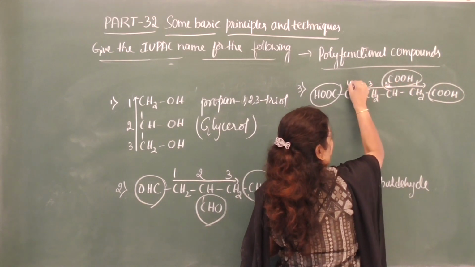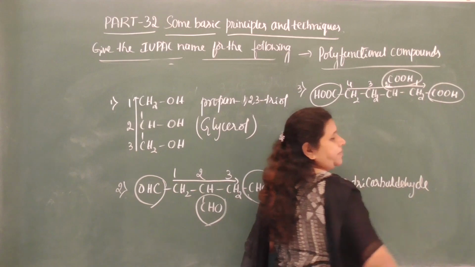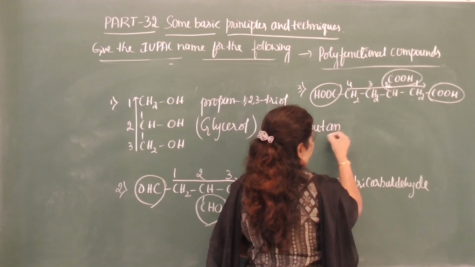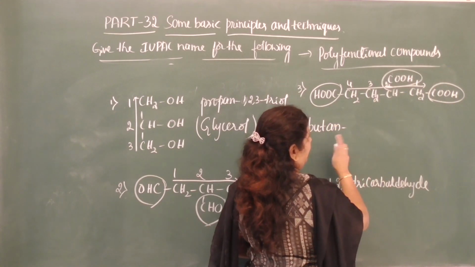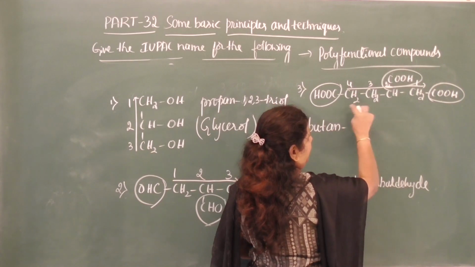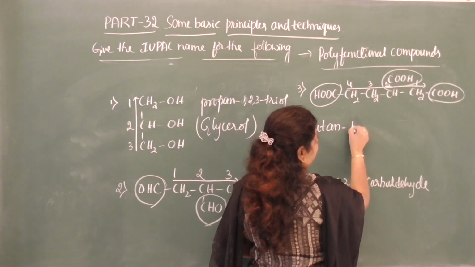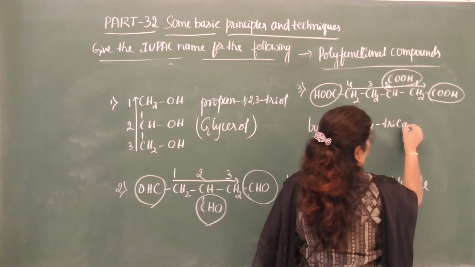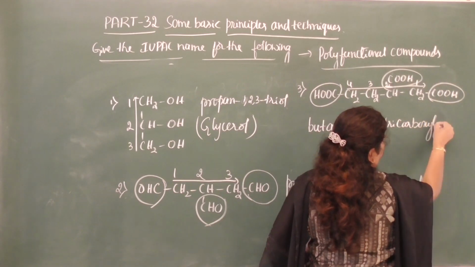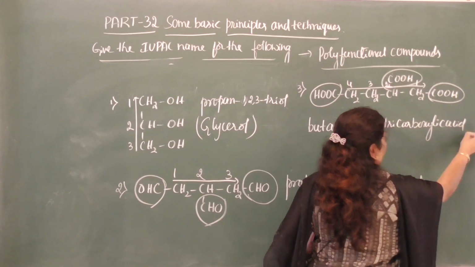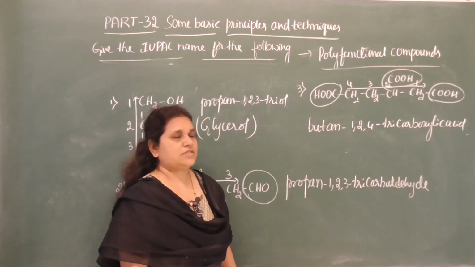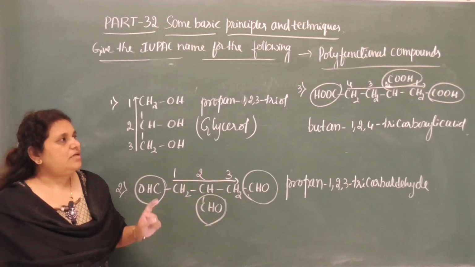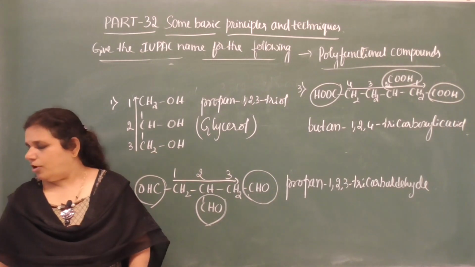1, 2, 3, 4. On the first, second and fourth carbon we have a COOH group. Therefore the root word is butane, a derivative of butane. What derivative? Carboxylic acid. What is the position of carboxylic acid? 1, 2, 4. Tricarboxylic acid. Butane 1, 2, 4 tricarboxylic acid is the IUPAC name of the compound which contains 3 COOH groups. Okay, now move on to the next one.